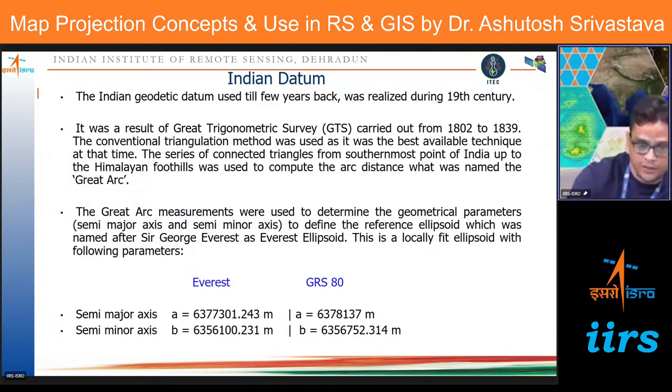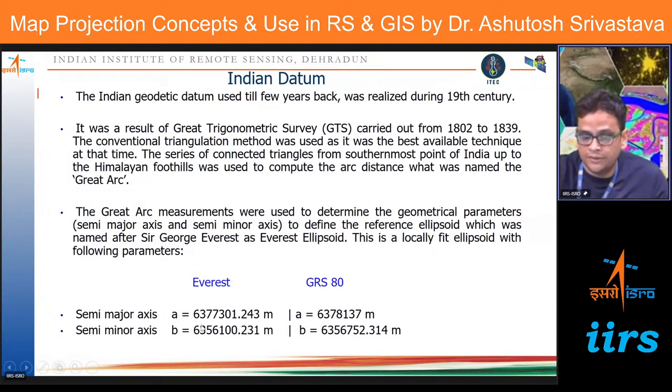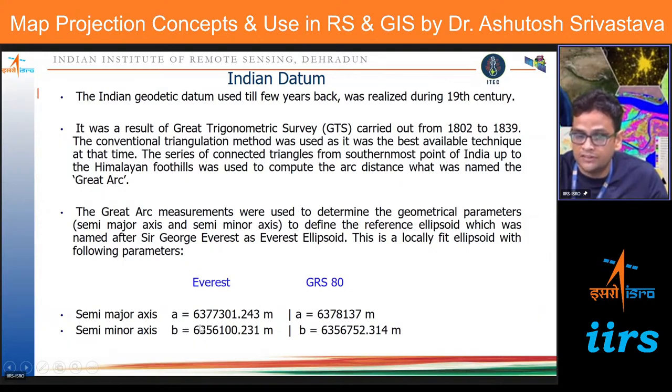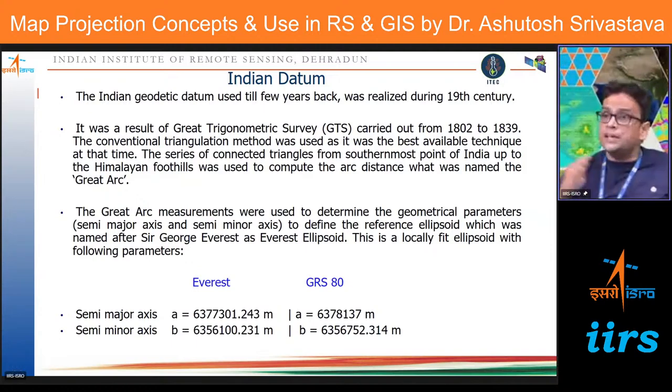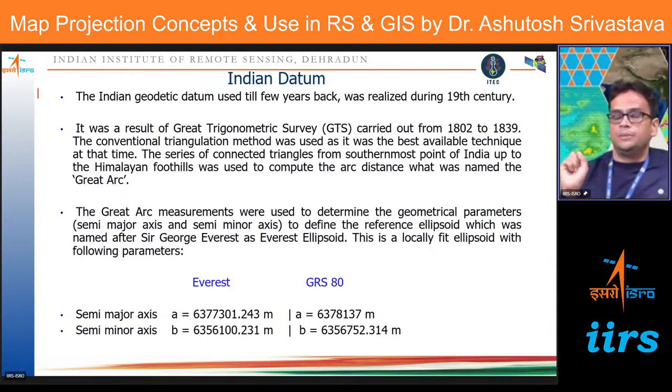And with that, if you see the Everest, whatever semi-major axis it is showing, 6377.301. And today, generally using the GRS 80, we have 6378.137. That means there is only some 800-meter difference in the semi-major axis, between what we did 200 years back and what we got from the latest observations. So that means we did such a precise estimation 200 years back, closely matching within 800 meters. Though today we are talking about millimeter-level accuracy.